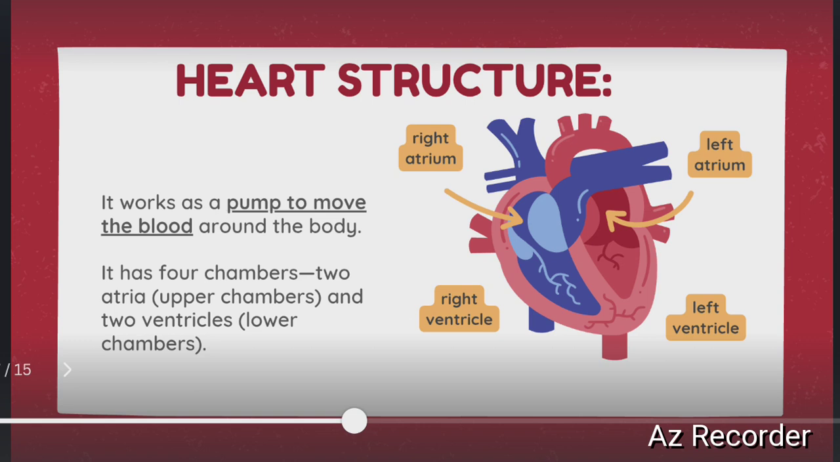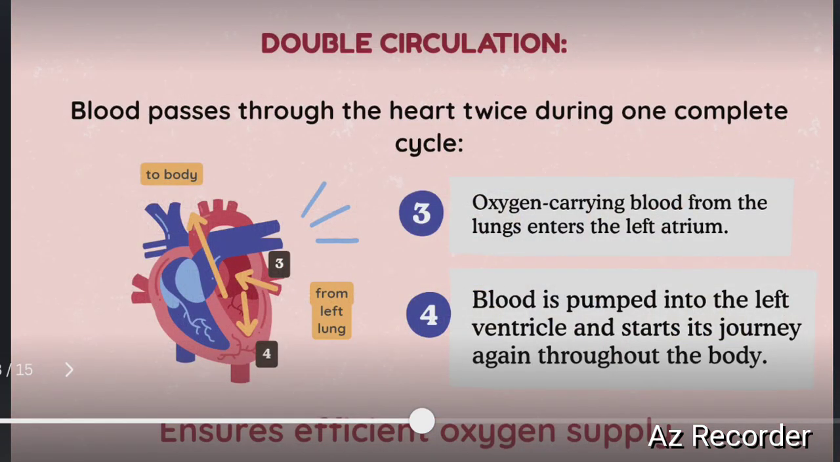So the heart has 4 valves. The right atrium and the right ventricle carry the deoxygenated blood, and the left atrium and left ventricle carry the oxygenated blood. So next, let's move on to the double circulation.